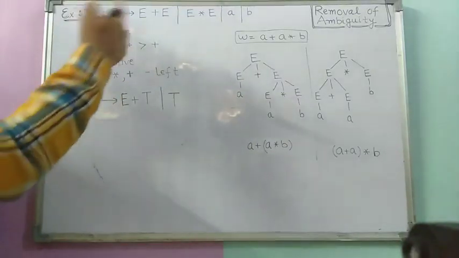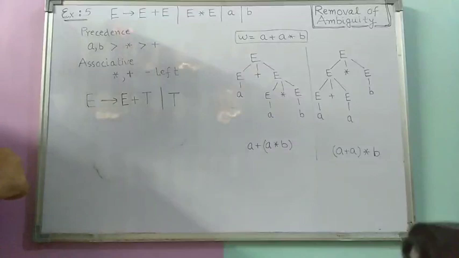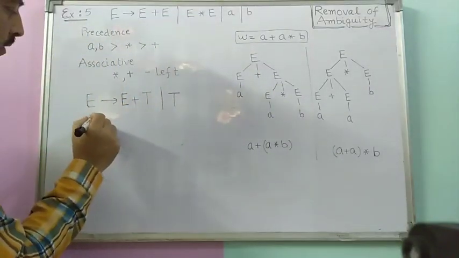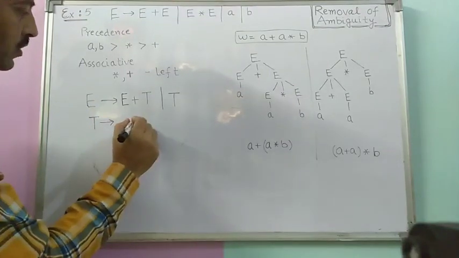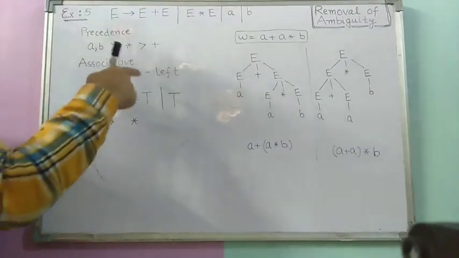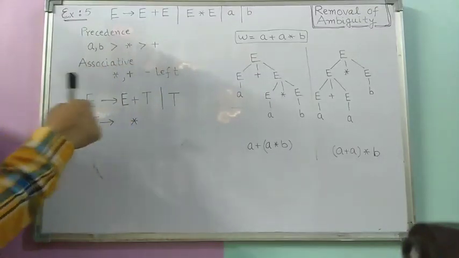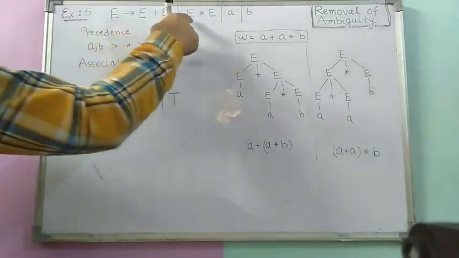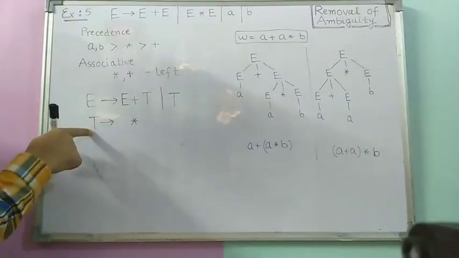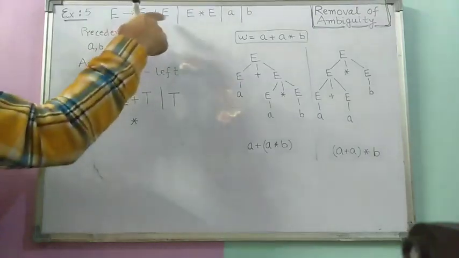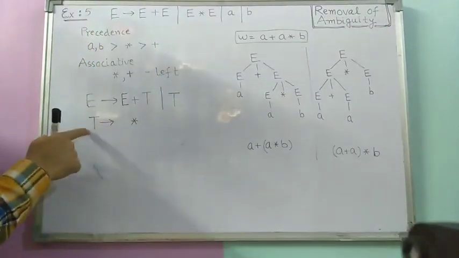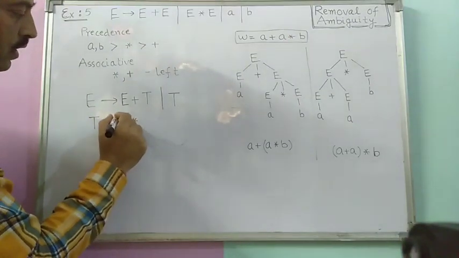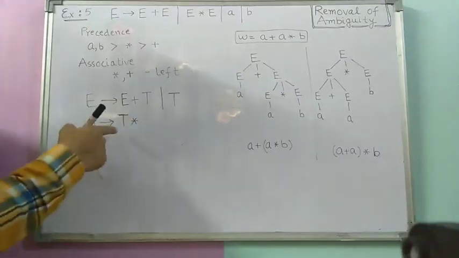Now the next level of precedence is asterisk. So through this T, the next level will be generated, and through this T we will be generating asterisk. This asterisk is also left associative, so from this production we have to keep the left associativity. Left recursion: here we were driving it from E, but here we are driving it from T. So we'll keep a T here. So left recursion we have kept here.